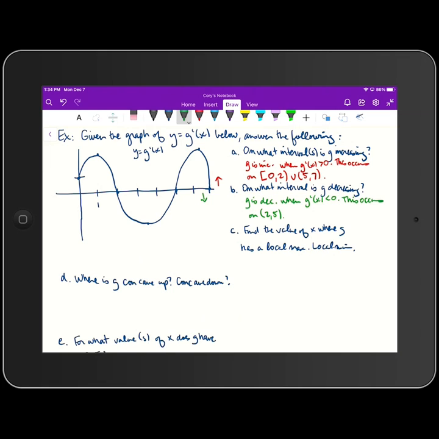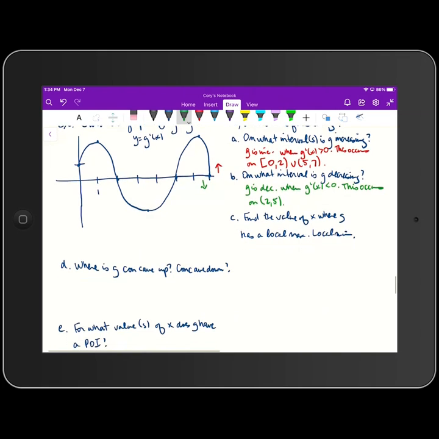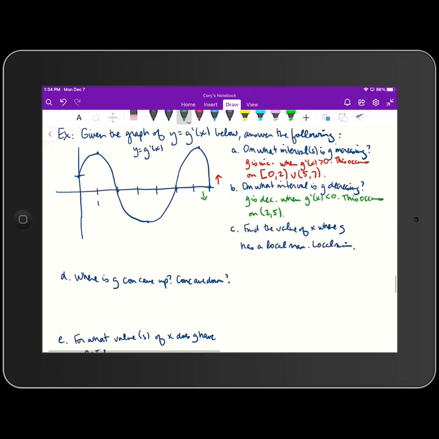Okay, I want you guys to see if you can work through parts C, D, and E on your own. So go ahead and pause the video here. Try working through those parts, and then when you're done, or if you get stuck, you can turn it back on and we'll work through them together.